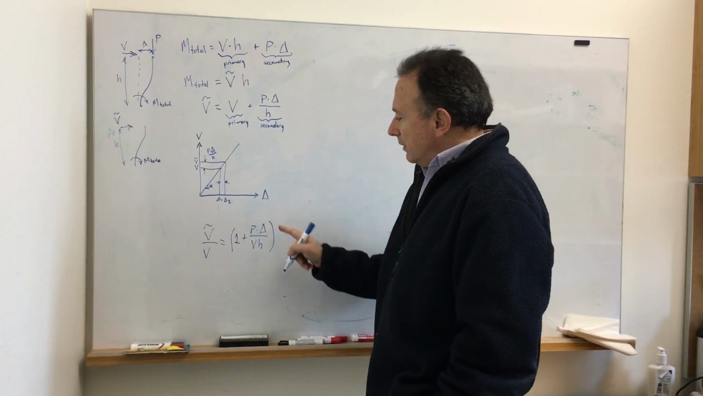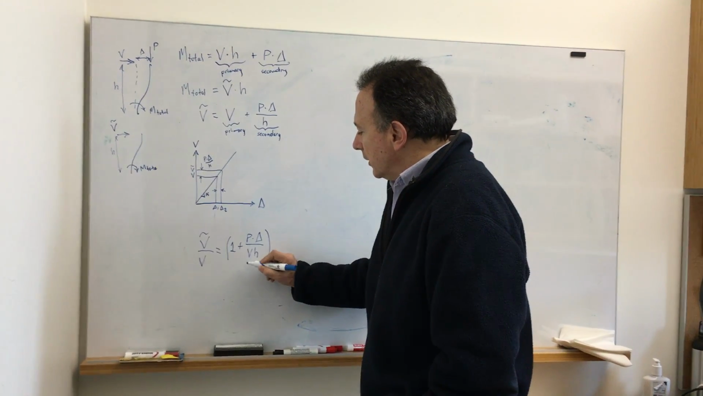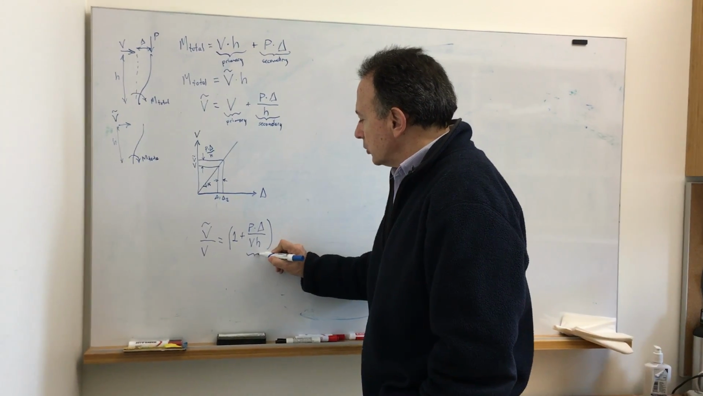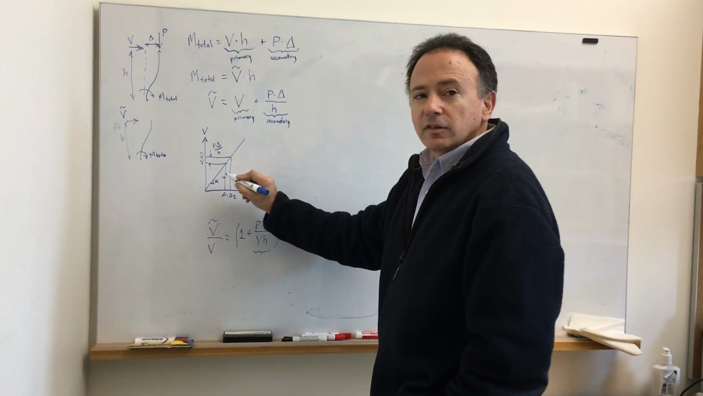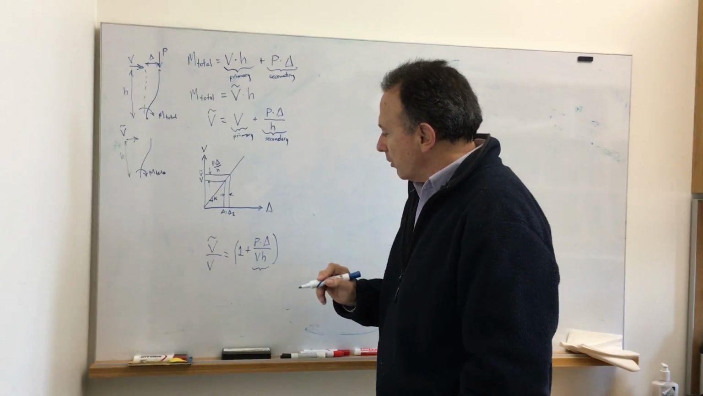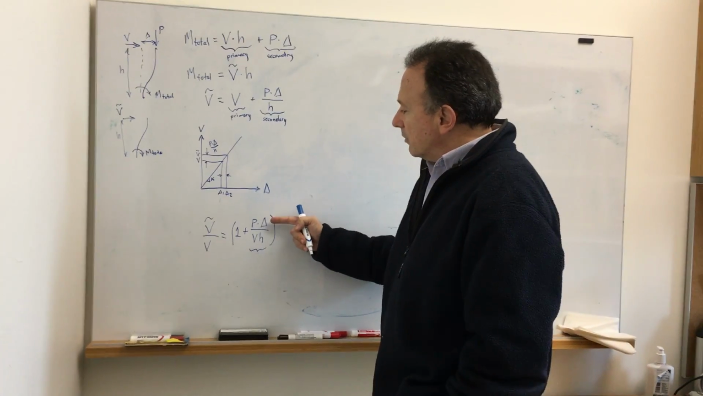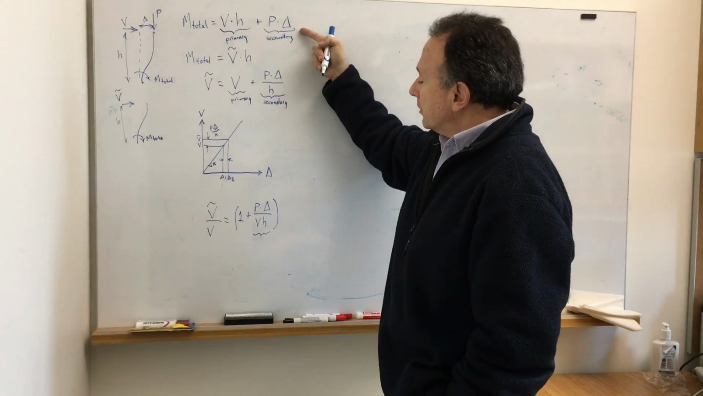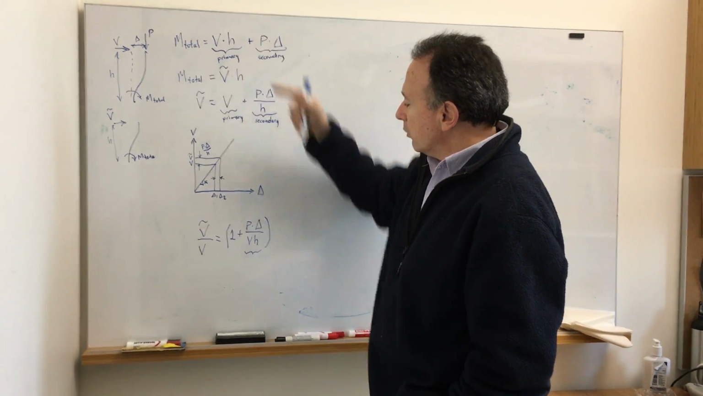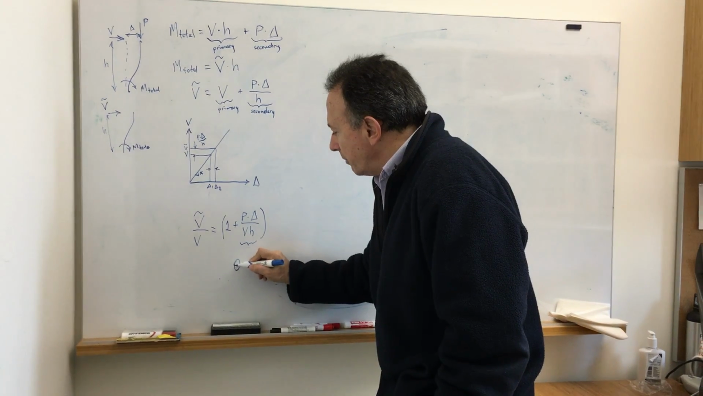This term over here really tells us how much larger the displacement produced by the P delta is going to be. This little ratio, if you think about it, is a ratio of moments: the ratio of the secondary moment to the primary moment. And this ratio is what we refer to as the stability coefficient.